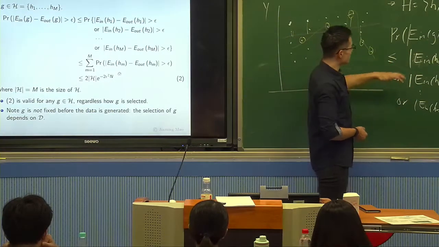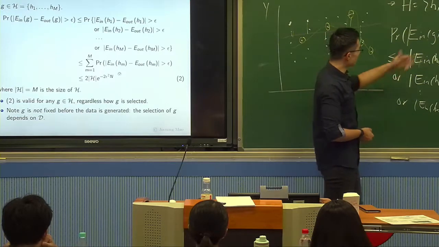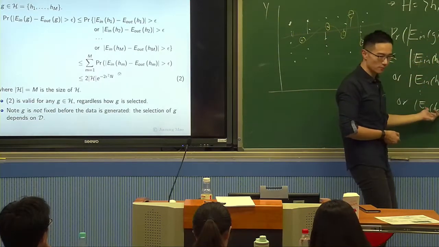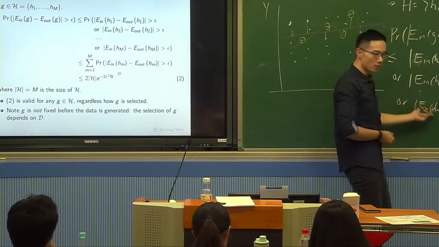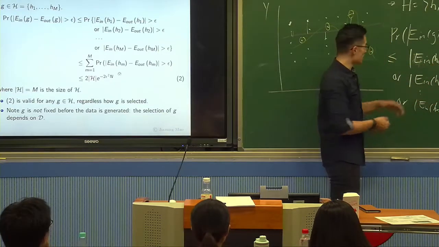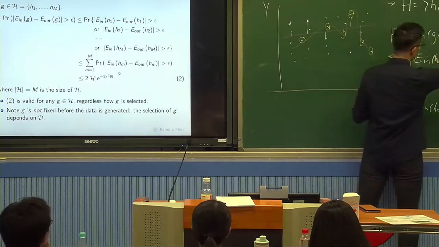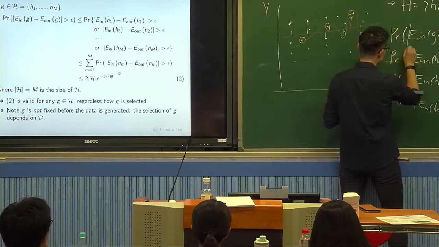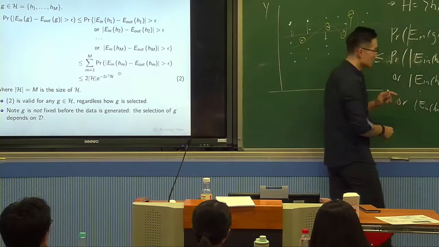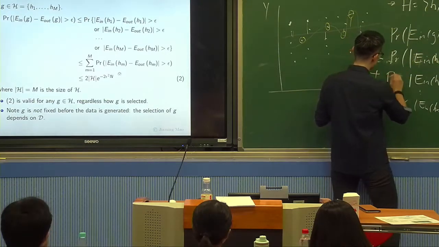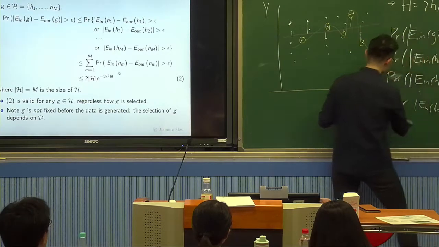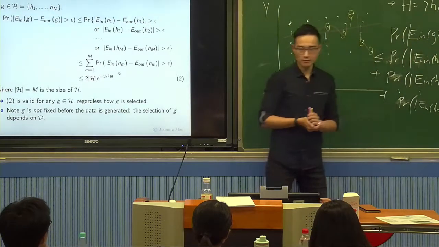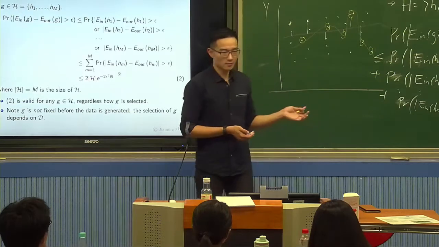So how do I express this in terms of probability? Now, if I know this is true, then at least one of them is true, either or, then I can say the probability of this thing happening is smaller than the probability of this thing happening plus the probability of this happening plus the probability of this happening. Everybody follow that? Is that clear?